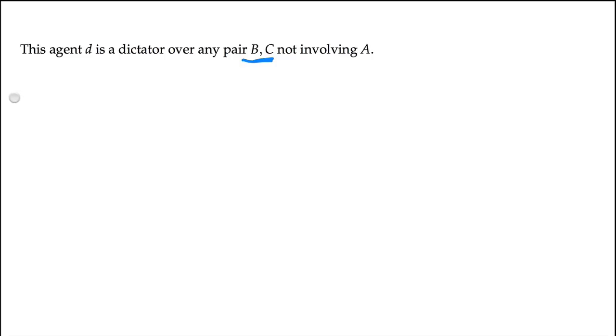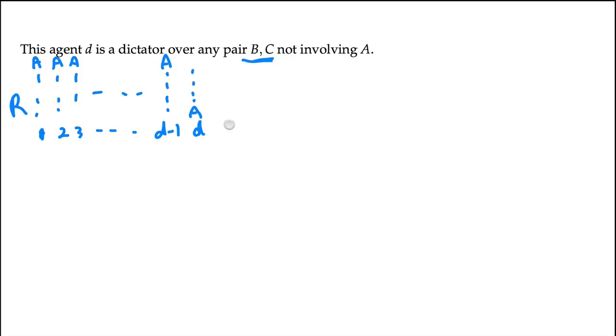So remember the situation we're in. We have this profile R, and in this profile, we have our voters 1, 2, 3, up to D minus 1. They all rank A at the very top. Everybody does, except starting at voter D, D ranks A at the bottom, and everybody after D also ranks A at the very bottom. Now, the social ordering associated with R is greater than or equal to, and greater than is the strict subrelation. And what we know is that A is in fact ranked at the very bottom by society. Z is greater than A for all Z.